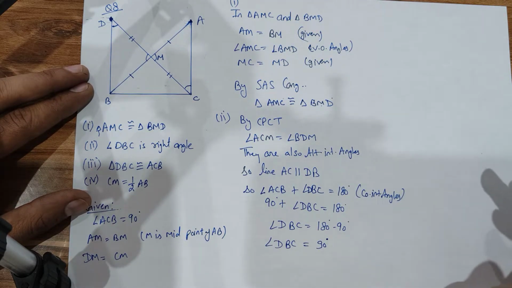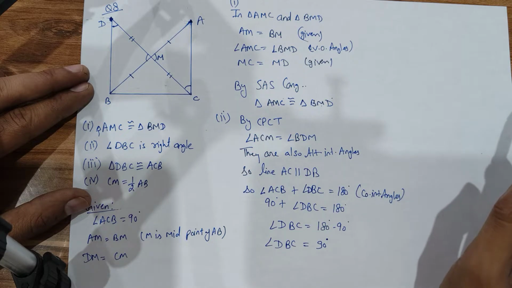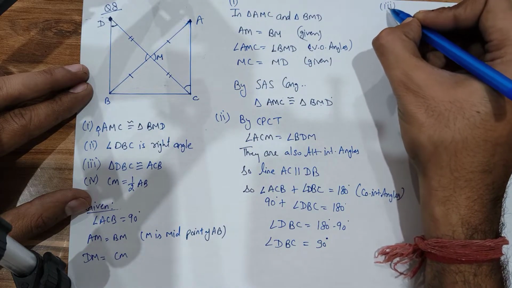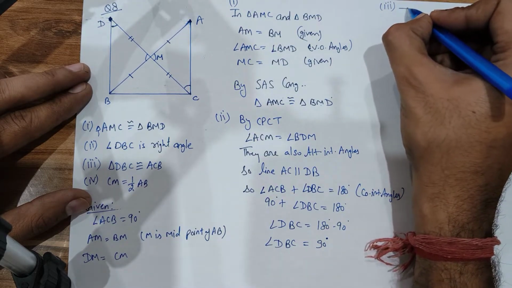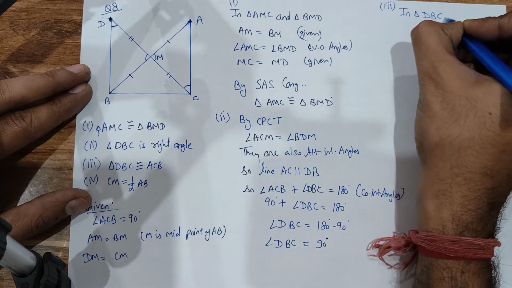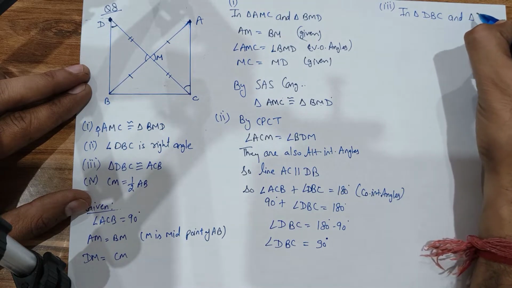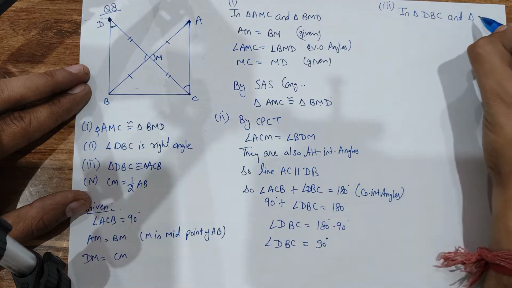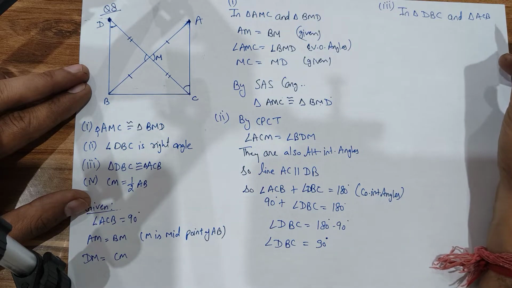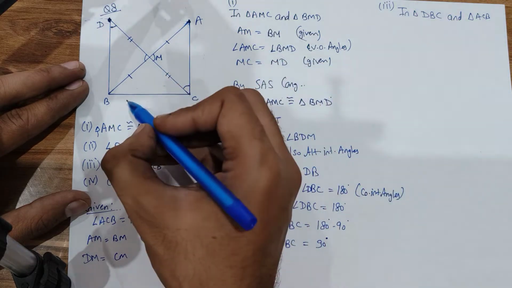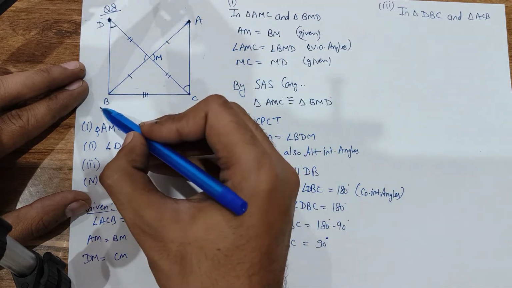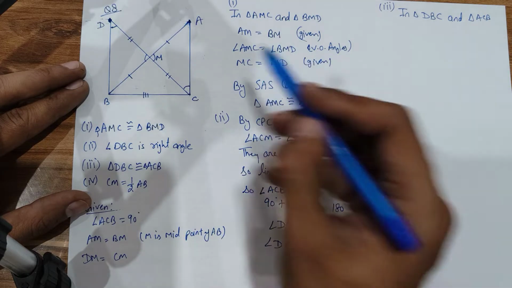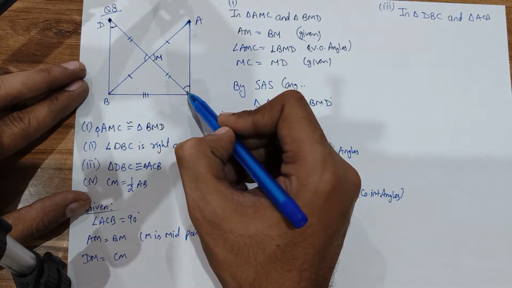Now in the third part, we have to show that triangle DBC and triangle ACB are congruent. So we'll take both the triangles. In triangle DBC and triangle ACB, we can see that the side BC is common. In triangle DBC and triangle ABC, the BC side is common and angle B and angle C are also 90 degrees, so they are also equal.